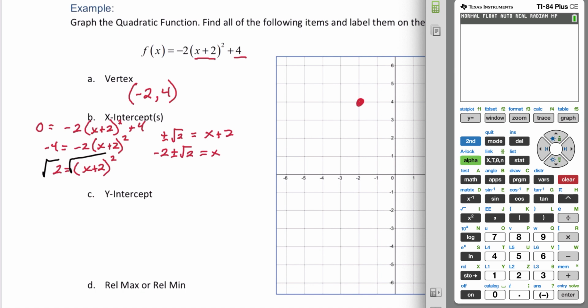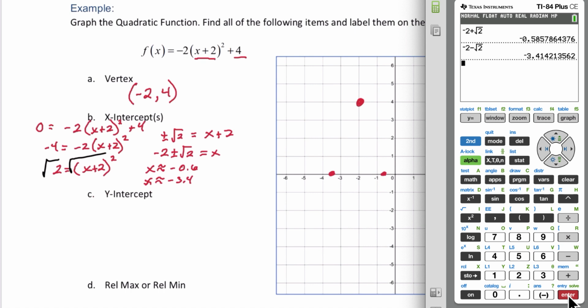From here, we can use the calculator to get an approximate answer of those. So first we have x is roughly negative 0.6, and then negative 2 minus the square root of 2 gives us roughly negative 3.4. So we'll get some estimates on those x-intercepts and plot them.